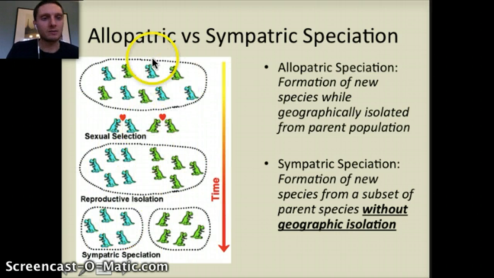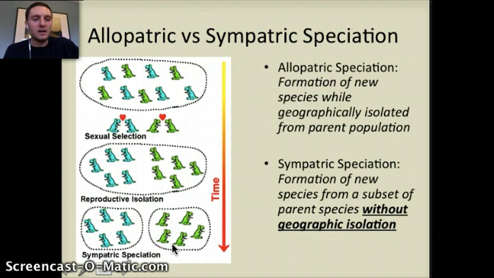And so let's use an example here. Let's say we have a little dinosaur population, and for some reason, some sort of sexual selection occurs where the little green dinosaurs fall in love with other little green dinosaurs, and little blue dinosaurs fall in love with other little blue dinosaurs, and they reproduce. And so the green allele types are reproducing with other green allele types, and vice versa for the blue. After a number of generations, we see this continue to happen. So we have two different subsets of the population, but they're in the same geographic region. They're not split by some sort of geographic or physical barrier.